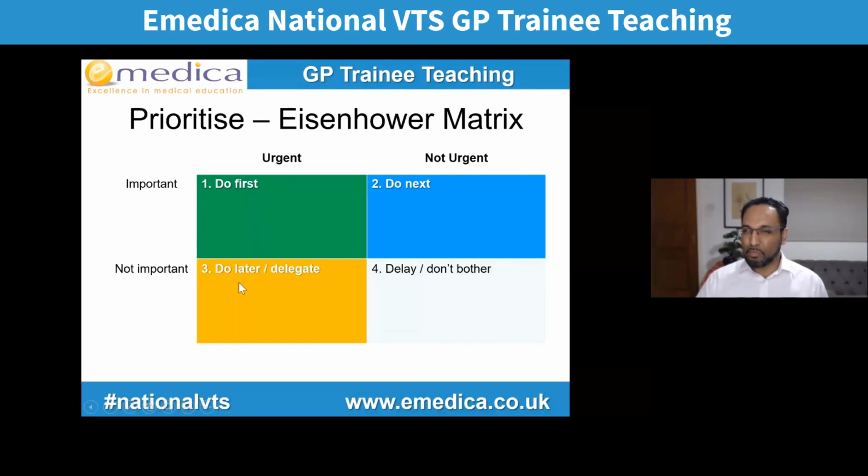You can actually do those a bit later, or sometimes you might be able to delegate those, because even though they seem urgent, because they're not important, if they are delayed, it doesn't matter. Do you see? Okay. And finally, you've got things that are not urgent and they're not important. You can delay those significantly, or sometimes just don't bother with them. You can bin them, leave them.